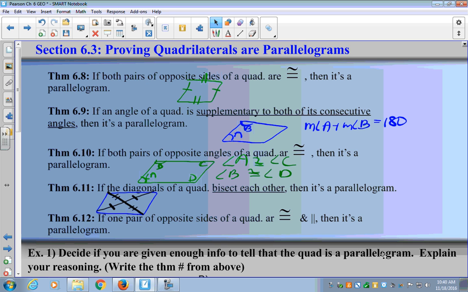And then lastly but not leastly, who's going to read the last one? If one pair of opposite sides of a quadrilateral are congruent and parallel, then it's a parallelogram. Okay, so this one's the tricky one. So draw your parallelogram. If one pair of opposite sides are congruent and parallel, then it's a parallelogram.